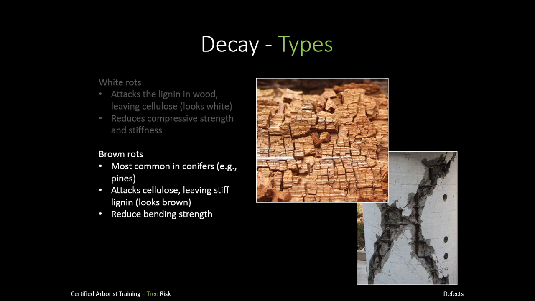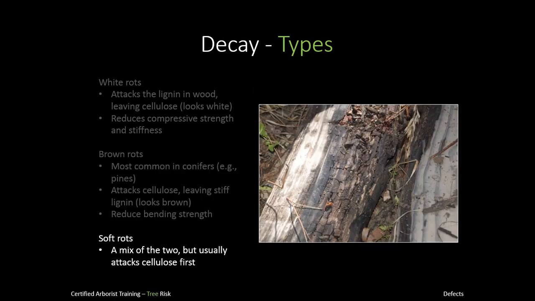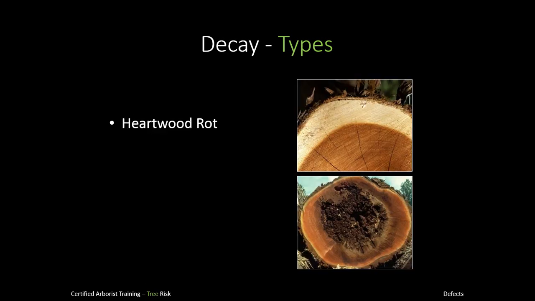They look really blocky. They're kind of cool, and they reduce bending stress. Often they're in conifers and pines, but I've seen them in red oak in the north. And these things you may not have any indication that they're going on inside until that tree falls over. So they're pretty cool. They're pretty scary, but they're important. Soft rots are a mix of the two. These are less common, and they usually attack the cellulose first. We don't know a lot about them, so there's not as much information about them.